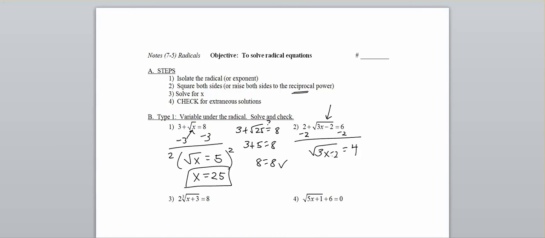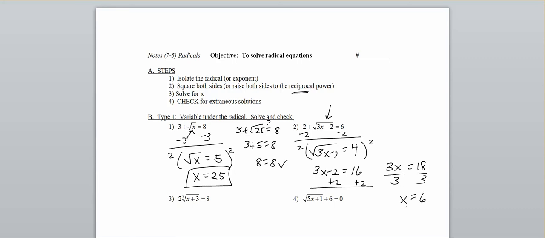This is a square root again, so to get rid of a square root, we square both sides. When I square a square root, I just get whatever is inside. 4 squared is 16. And now I'm going to continue to solve, so I'm going to add 2, which will give me 3x equals 18. So I divide by 3, and I'm going to get x is 6.